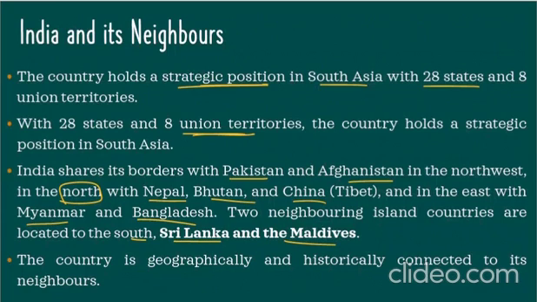So, revising it, to revise the neighbors, what we can say: Pakistan, Afghanistan in the northwest; Nepal, Bhutan, China in the north. Then Myanmar, Bangladesh in the east, and the neighboring islands in the south are Sri Lanka and Maldives. Now, before moving to an important question, let's quickly summarize.